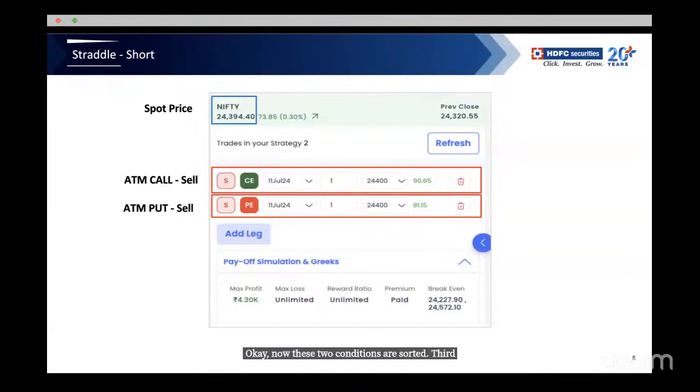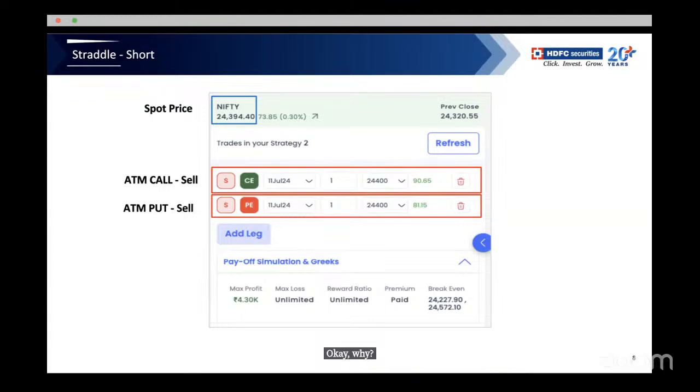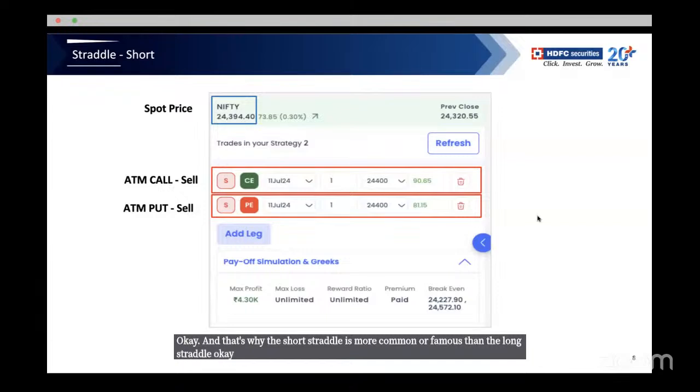The third condition is when there is no move at all, not in your expected direction and not in the opposite direction either. In this condition, the buyer is going to make a loss. Why? Because of the premium decay, the time decay, right? But the seller is going to make a marginal profit because of the time decay happening in the premiums. So because of this third condition, the option sellers have the edge, and that's why the short straddle is more common or famous than the long straddle. I hope it is very clear now.